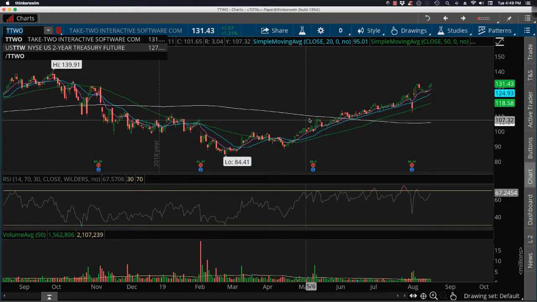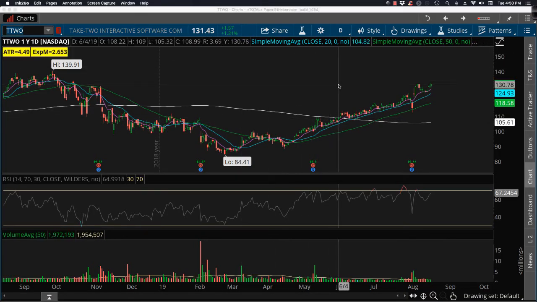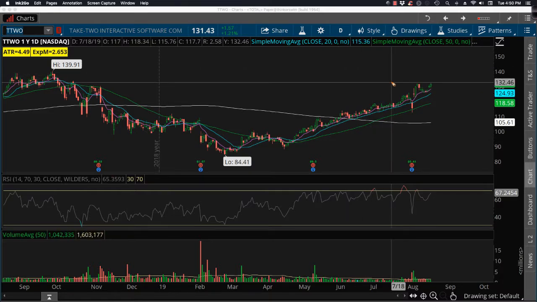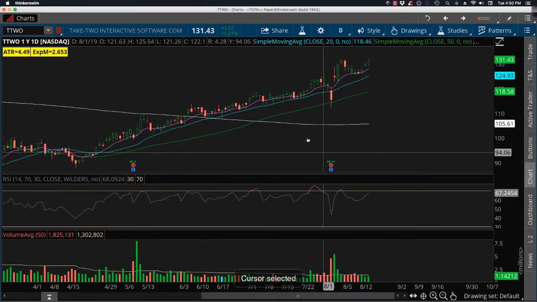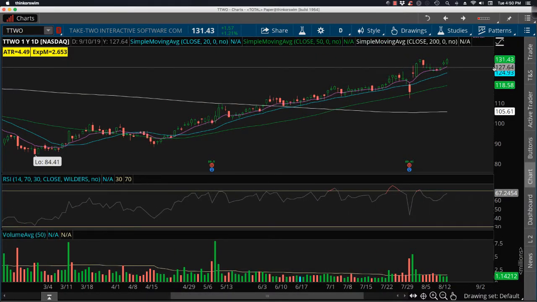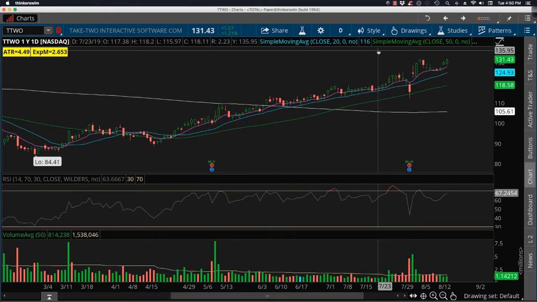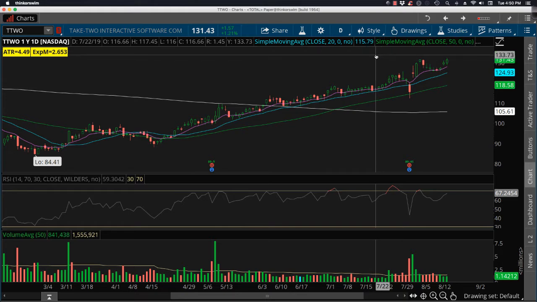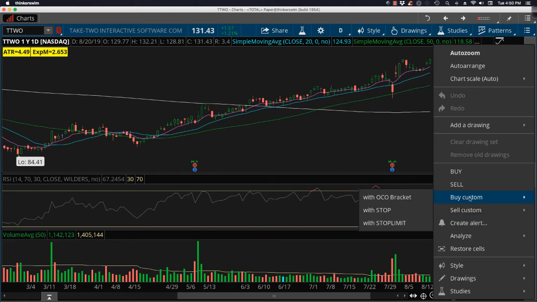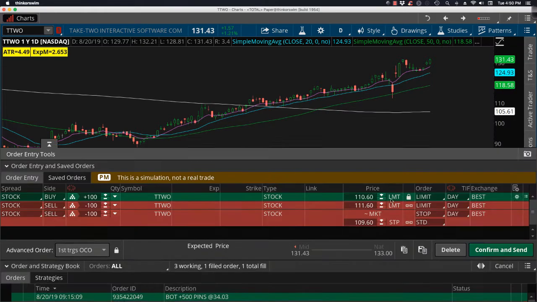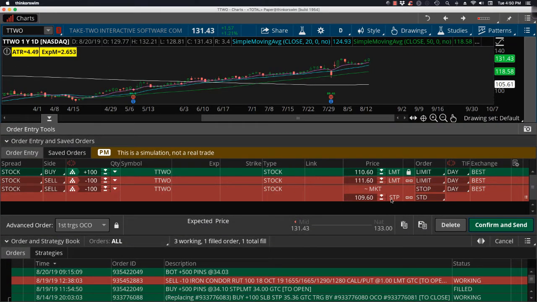So I'm going to switch gears over here to Thinkorswim. And I've got TTWO opened up. And again, we're looking for a breakout here. So now we're getting close to resistance, but we can use a stop loss on this and then manually adjust it. So we're going to go ahead and right click on this chart. And we're going to go buy custom with an OCO bracket. Now, there are different ways to go about creating the order ticket, and every broker is a little different. But in the Thinkorswim platform, this is how you go about doing this. Now, I'm doing this in a simulated account, by the way.